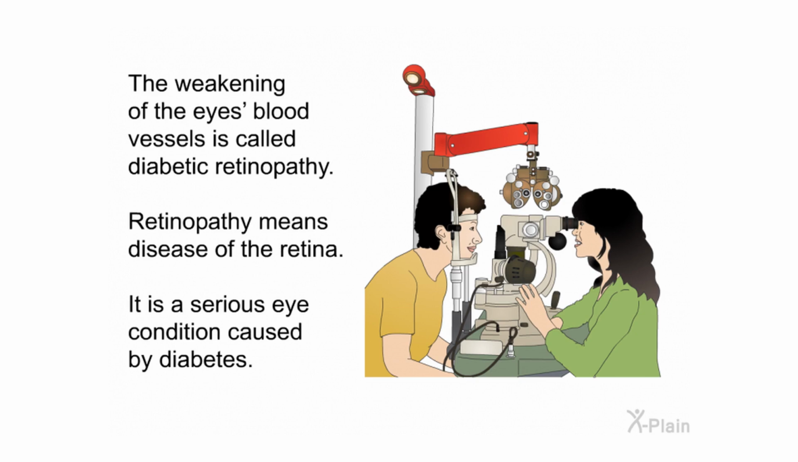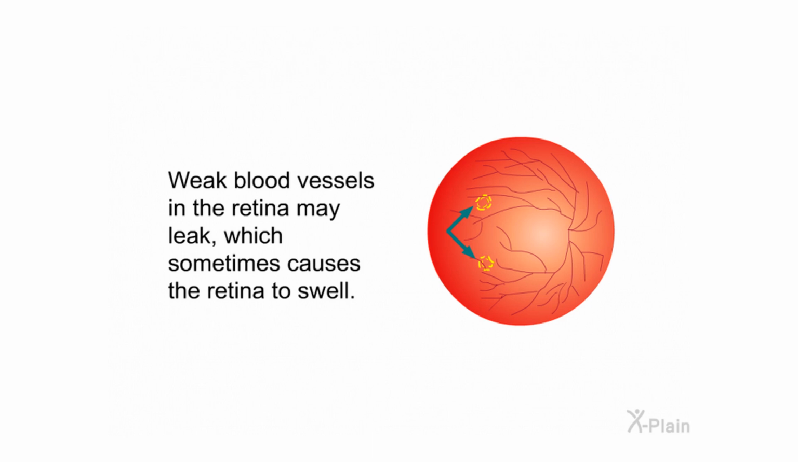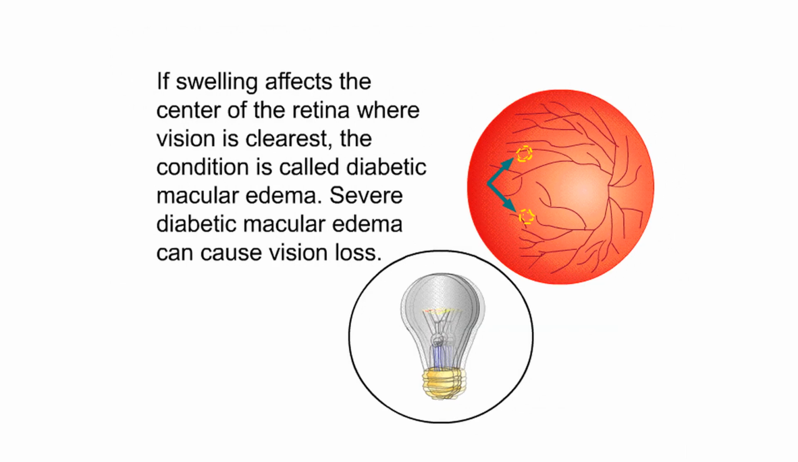Retinopathy means disease of the retina. It is a serious eye condition caused by diabetes. Weak blood vessels in the retina may leak, which sometimes causes the retina to swell. If swelling affects the center of the retina, where vision is clearest, the condition is called diabetic macular edema. Severe diabetic macular edema can cause vision loss.